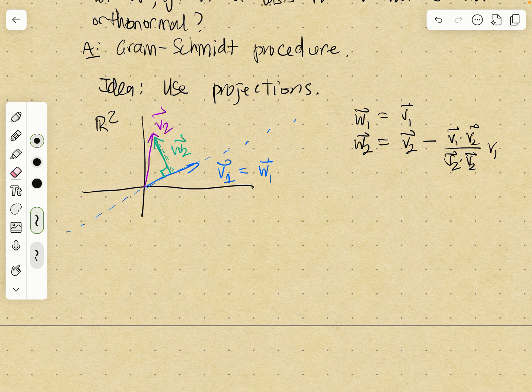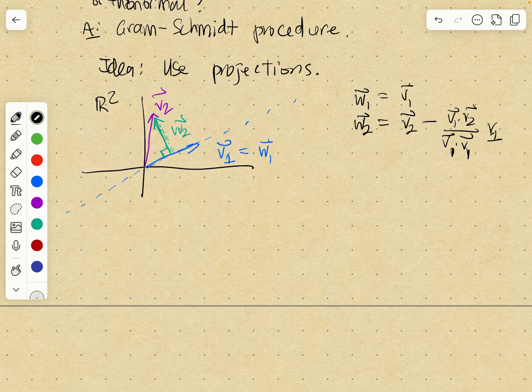Hold on, I'm getting the formula mixed up. It is V2 dot V1 divided by V1 dot V1, times V1. Right, because the projection of U onto V is U dot V over V dot V, times V. Somehow that's easier to remember than when you have V1. So my U is my V2 and my V is my V1. I think that's why I'm getting mixed up. Okay, so that's W2. And this is what you would do for R2, right?